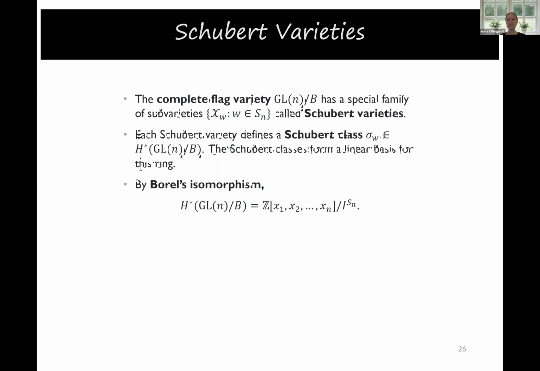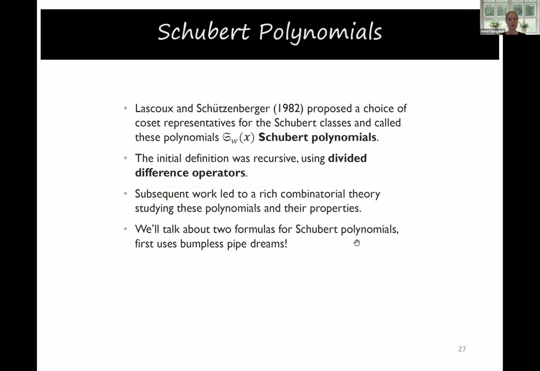If you really don't want to think about cohomology rings geometrically, thanks to Borel, there's an isomorphism which presents this ring as a quotient of a polynomial ring. So the idea is that we can take these Schubert classes, and instead of doing cup products of Schubert classes, we can multiply polynomials instead. We're just doing our multiplication up to the ideal generated by the non-constant elementary symmetric polynomials.